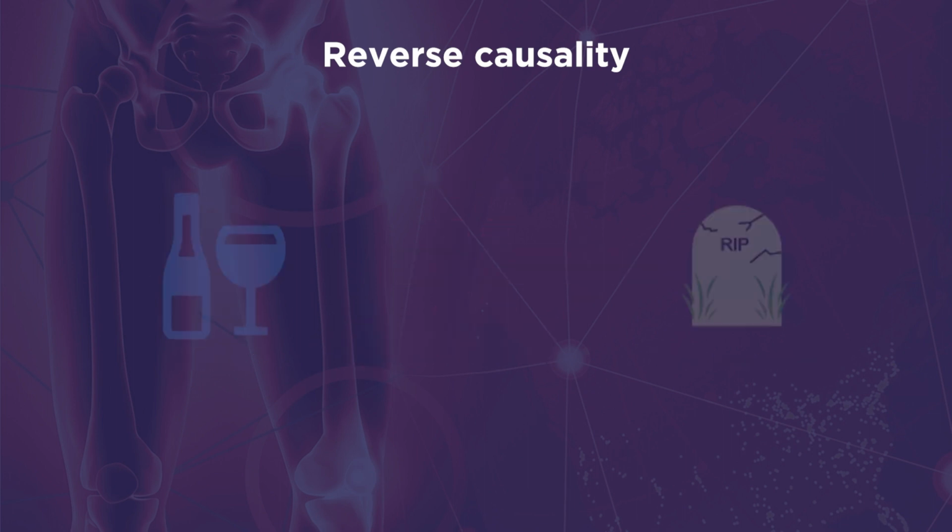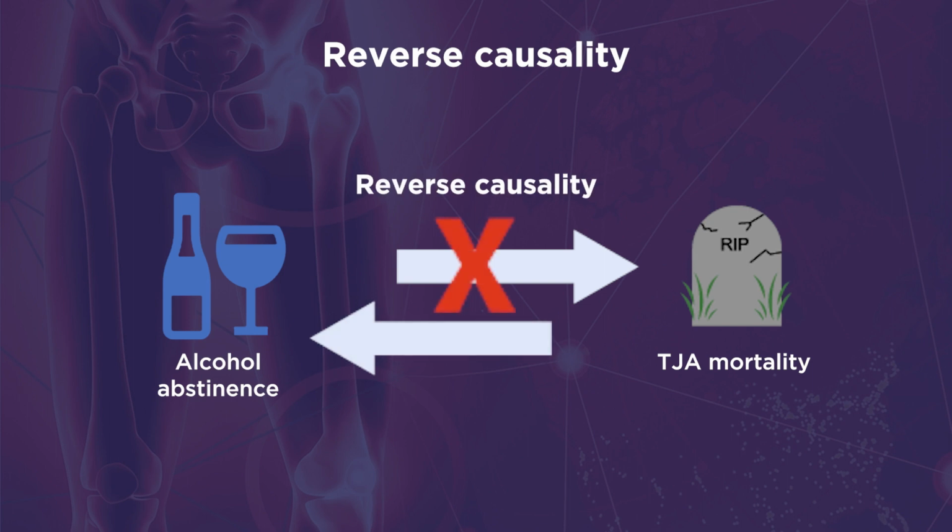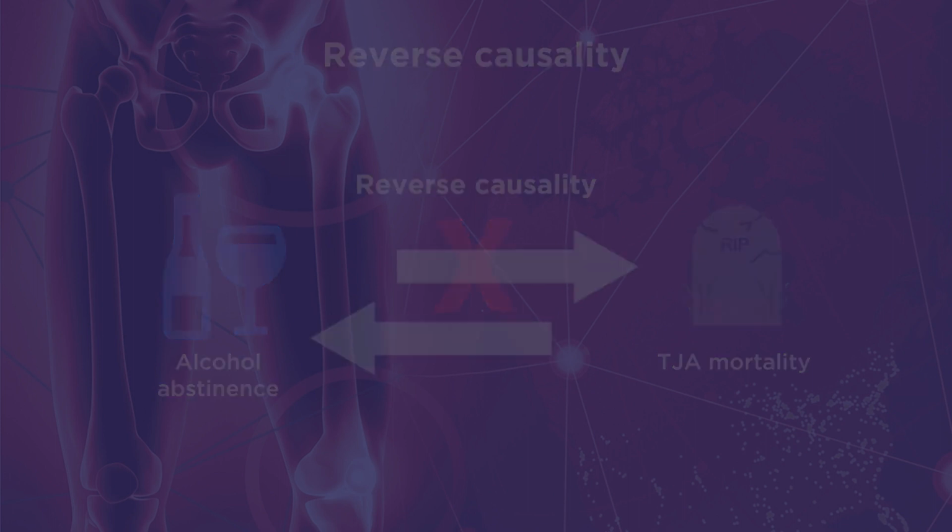Another good example involves alcohol consumption. Alcohol consumption is related to several health problems. In turn, poor health prior to surgery could lead to cessation of alcohol consumption. Because of reverse causality, one would observe a higher mortality risk among those abstaining from alcohol.